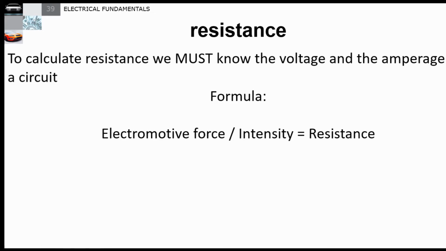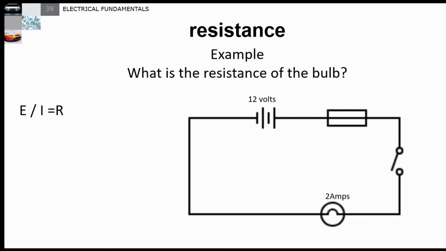So let's go ahead and do an example. This is a pretty simple circuit. We have our battery or power source, a fuse switch, and a light bulb. So we know that we have a 12 volt power source and we have a 2 amp bulb. So how much resistance is actually going to be in the circuit? Well, with Ohm's law, we can calculate that. It's actually really simple. So we take our E, which is our voltage, and we plug that in, 12 volts. And then our intensity, our amperage, which is 2 amps, and we get a resistance value of 6 ohms.